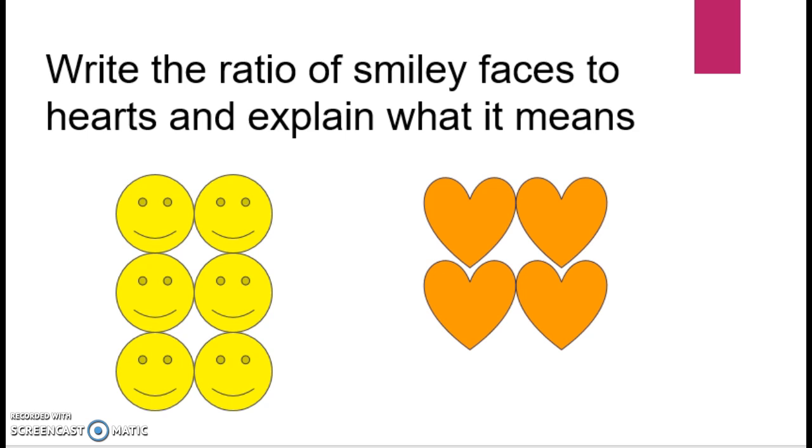Our first question says, write the ratio of smiley faces and hearts and explain what it means. What I mean by that is when we're talking about ratios, remember those are comparisons that we're making in between two things, but we do not need labels for those. And we also need to make sure we know what comes first in our ratio and what comes second. So first we have smiley faces. So we have 6 of those, and we have 4 hearts.